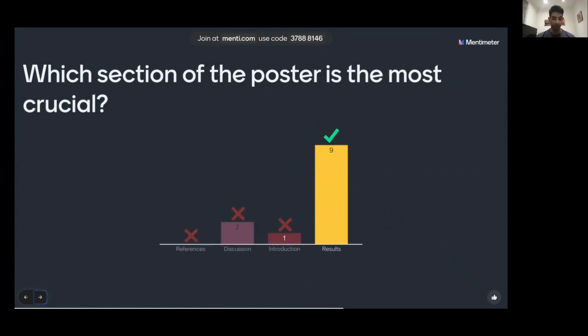Let's see. Good work, everyone. Yeah, results is the most useful section because, well, you can't have a discussion without the results, and the discussion is quite tiny in a poster. Actually, you just want a couple of points there. An introduction, no, because it is important, but it's not as important as the results because the results are the point you're trying to get across, whereas the introduction is the kind of context. You could technically just provide the results to get across your point, but you can't just provide the introduction to get across your point. Okay, let's get back to it.